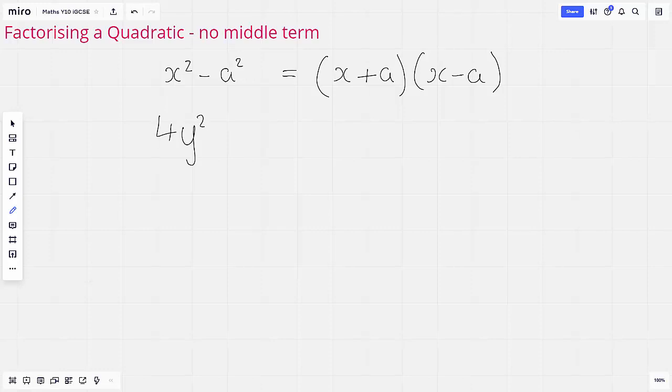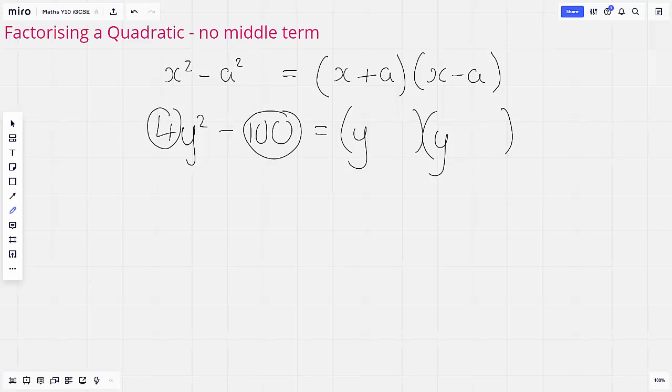4y squared minus 100. Now we're going to end up with y and y, that's for sure. But before we begin to solve what's inside these brackets, let's see if we've got a common factor in front that we can pull out. Well, 4 and 100, 4 will go into 100, and it will go into 4, so 4 into 4 goes once, and 4 into 100 will go 25 times. So we're going to end up with a 4 being pulled outside.